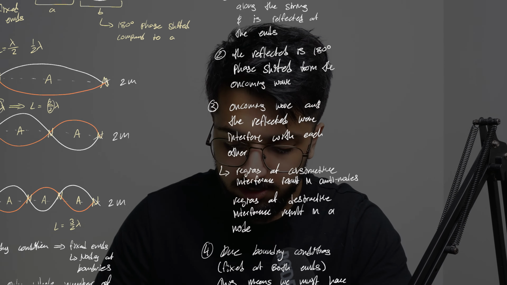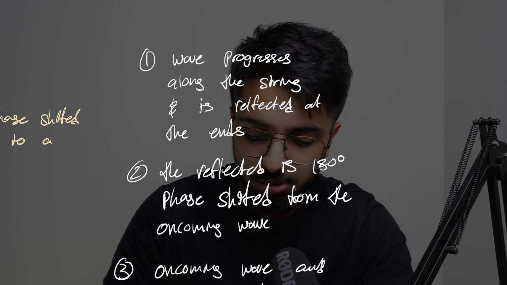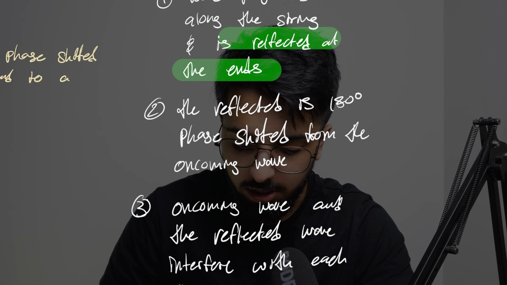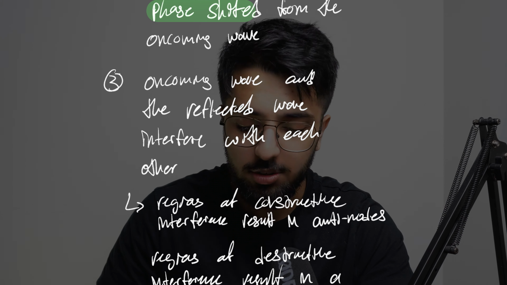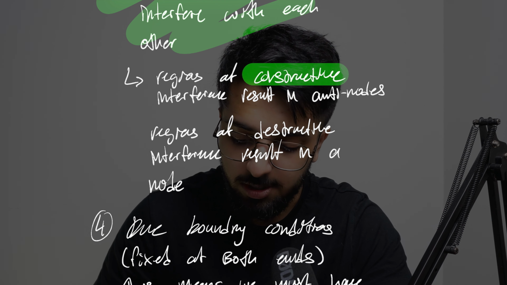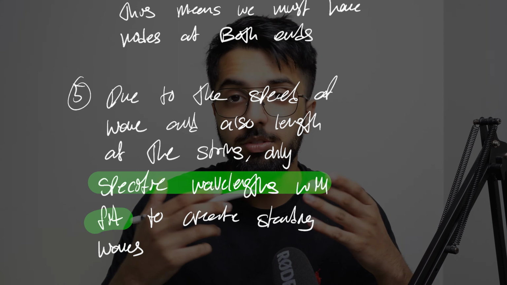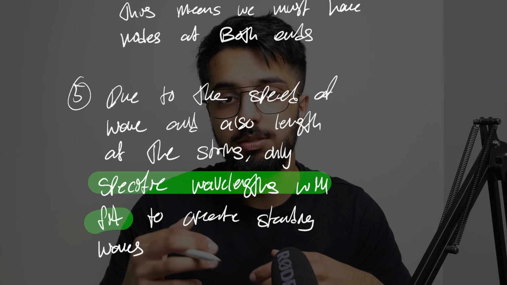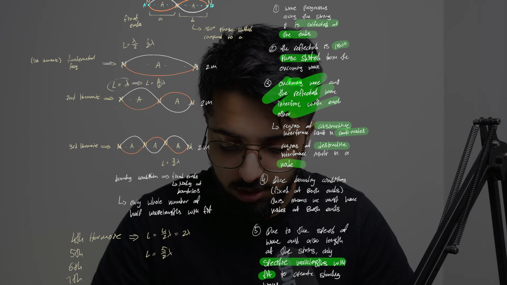But the key idea of standing waves is that the wave progresses along the medium, in this case a string, and is reflected at the ends, all right? Then when it's reflected, it goes through a 180 degrees phase change, and then that reflected wave interferes with the oncoming wave, okay? And this results in constructive interference and antinodes, and destructive interference and nodes. Because of the length of the medium, and also the speed of the wave, only specific wavelengths can form, all right? So that would be it for this video, and we can move on to part 3.